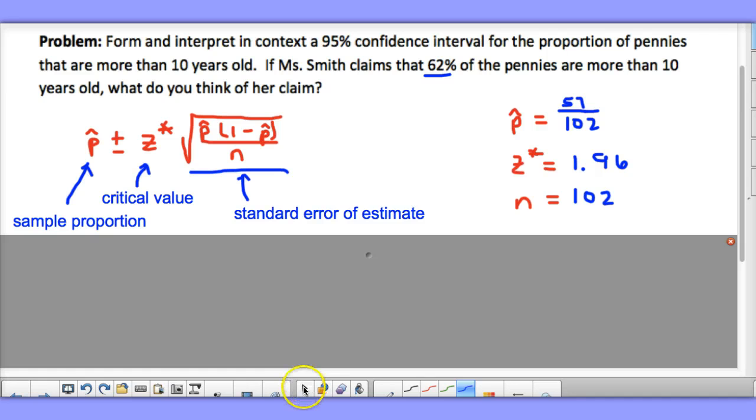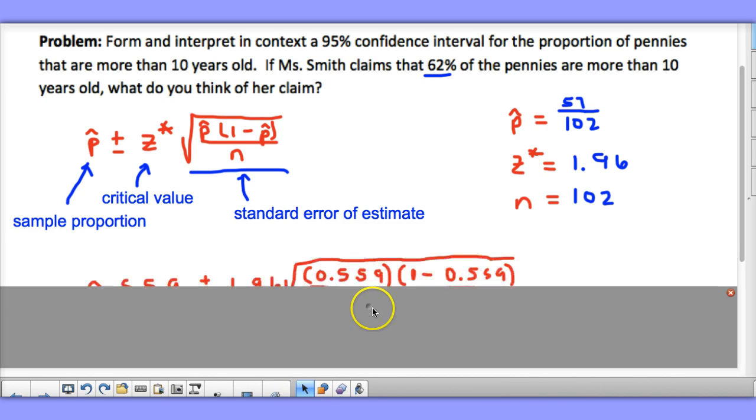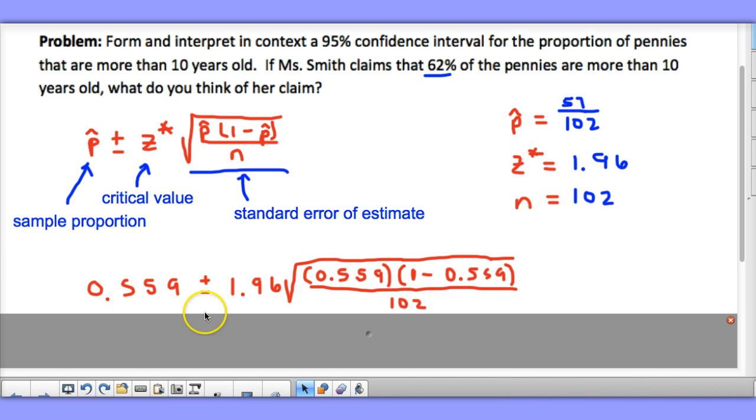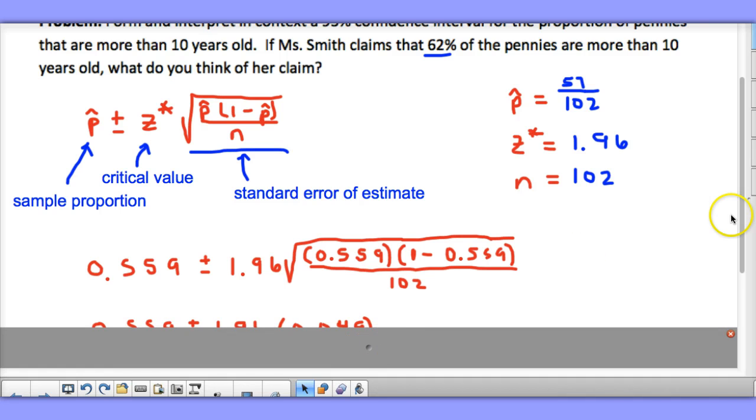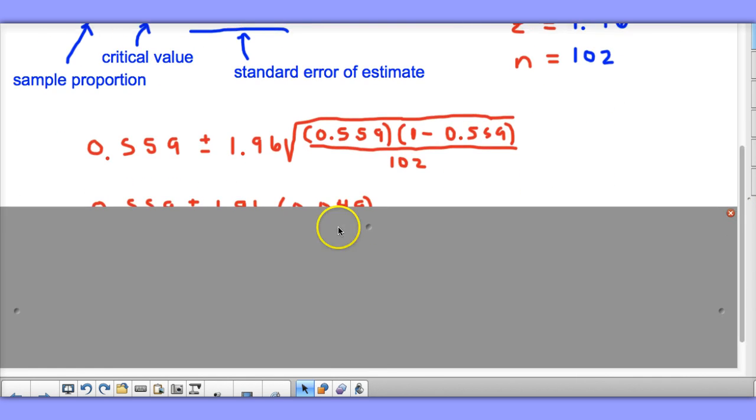So here's our confidence interval calculation. We have our sample proportion, 57 divided by 102, that's about 0.559. So that goes in place of p hat. Our critical value for a 95% confidence interval is 1.96, and our sample size, n, is 102. So we'll do the calculation here.